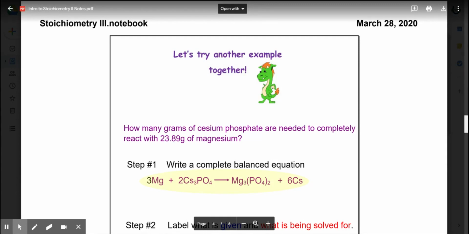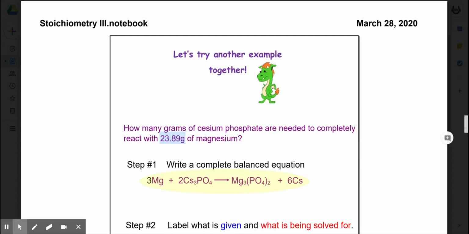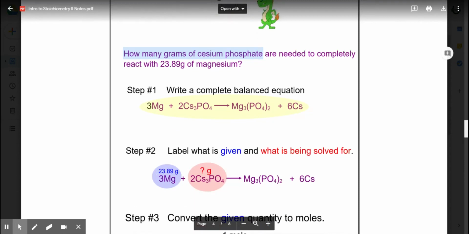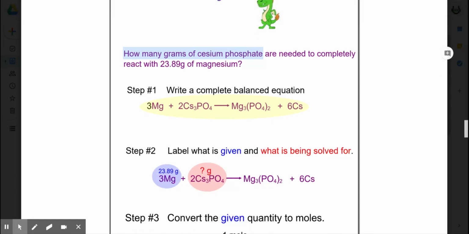Step 2, I suggest that you label the given. In this case, we're given 23.89 grams of magnesium, and they're asking us to solve for how many grams of cesium phosphate are needed to react, not produced, needed to react. So we go ahead and label what was given. I was given 23.89 grams of magnesium. We don't know how much cesium phosphate we need to react.